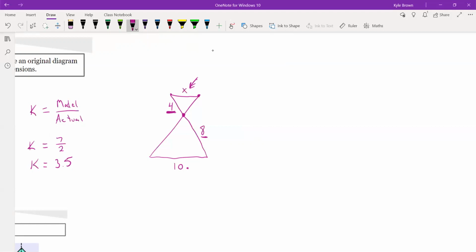So let's figure out our scale factor that we're using to go from this triangle to this triangle. We're going to say K is equal to the model over the actual. So to figure out our scale factor, K is equal to, now the model was 4, right? We're comparing this side to this side, just so we can get our scale factor, because those are the numbers that we have. So we'll say 4 over 8. That's the same thing, simplifying that fraction, as 1 over 2, or 0.5, it wouldn't matter. Okay, so there's my scale factor. I'm good to go.